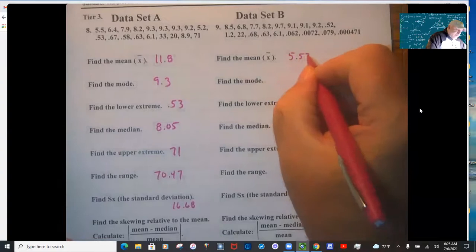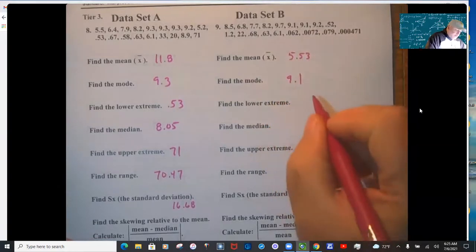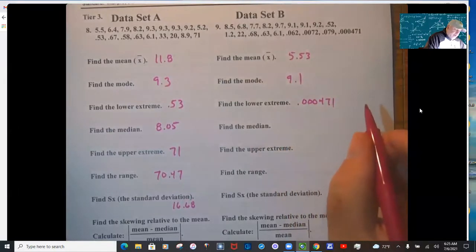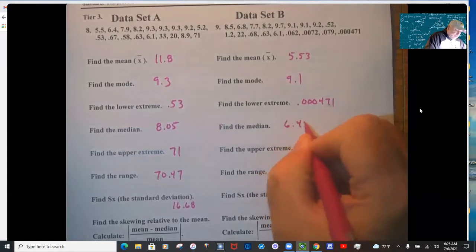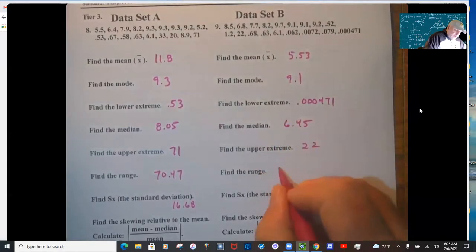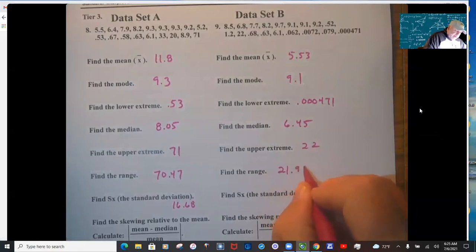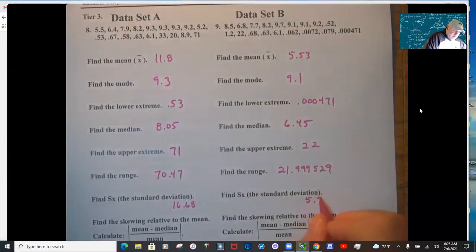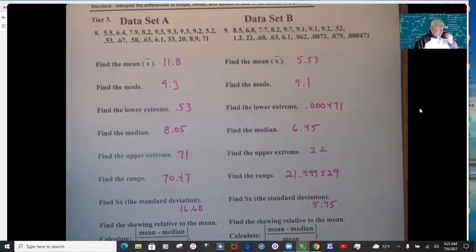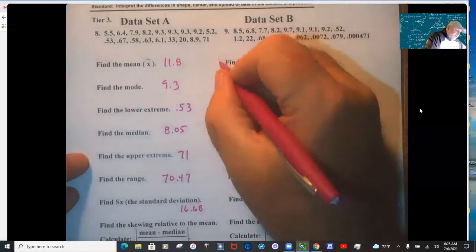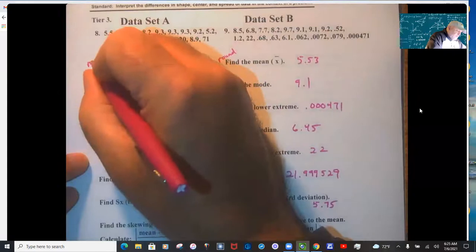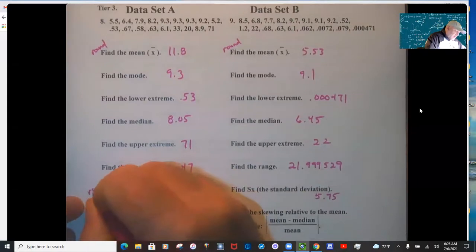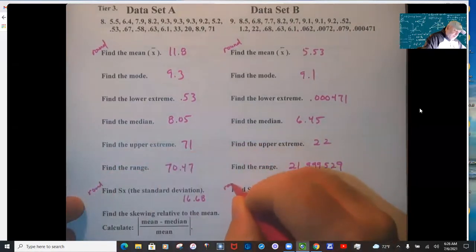Okay, in this column, 5.53, 9.1, kind of an oddball set of values, but a lot of times data is like that. 6.45, 22, 21.999529. You don't want to round the range. So the only thing that gets rounded here is the mean. You can round the mean. Everything else, do not round. I should have spoken that, and the standard deviation you can round too. Everything else, do not round.